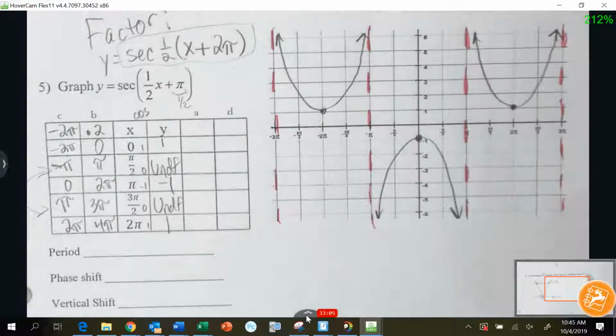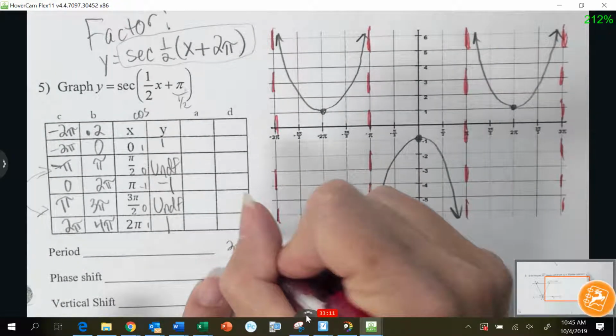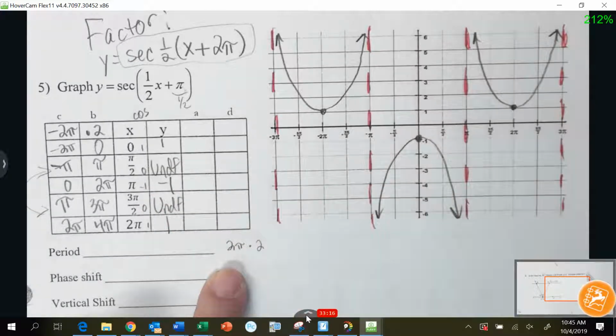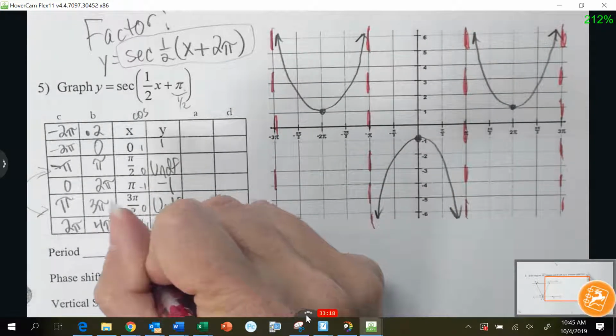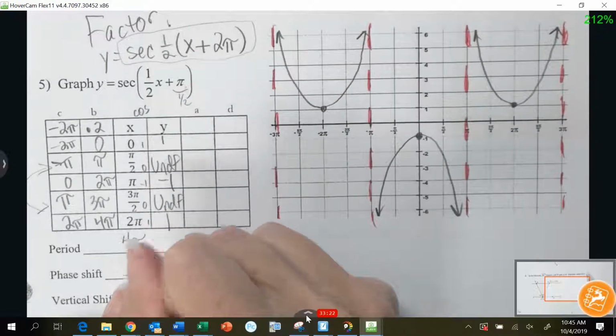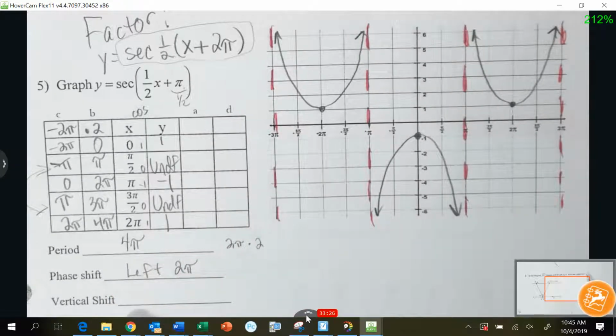Was there a horizontal stretch or shrink? Yes, so normally the period is 2 pi, but whatever we did to the x's, we also do to the period, so I'm going to multiply it by 2. Our period is now 4 pi. There was a phase shift. We went to the left 2 pi. Was there a vertical shift? No.